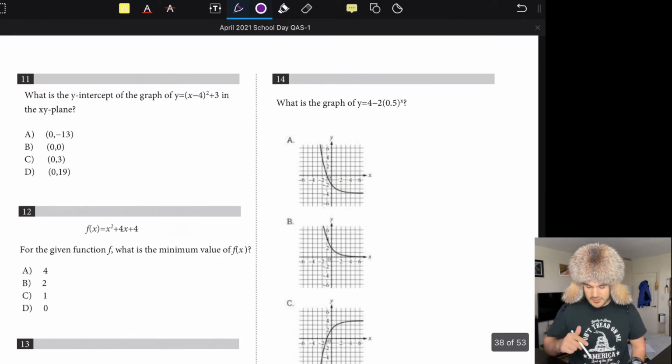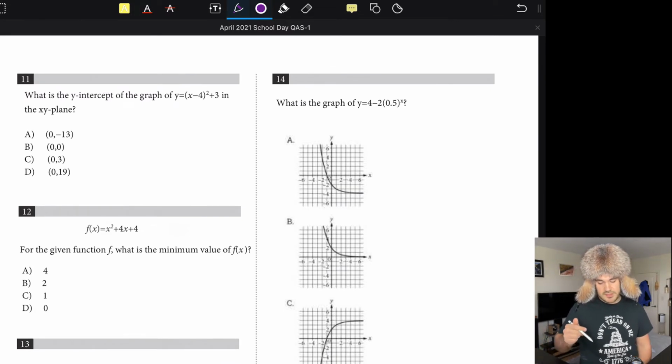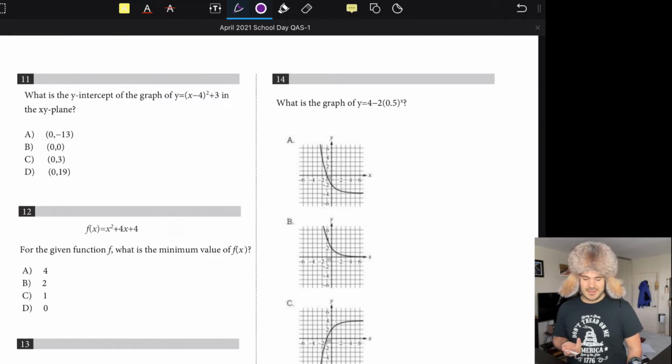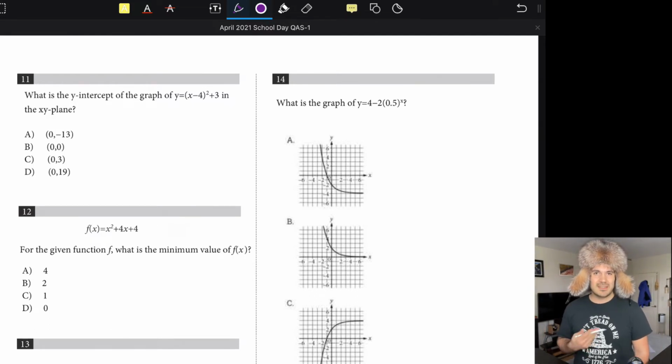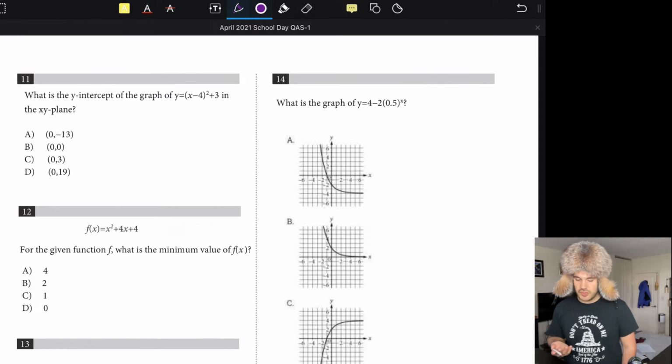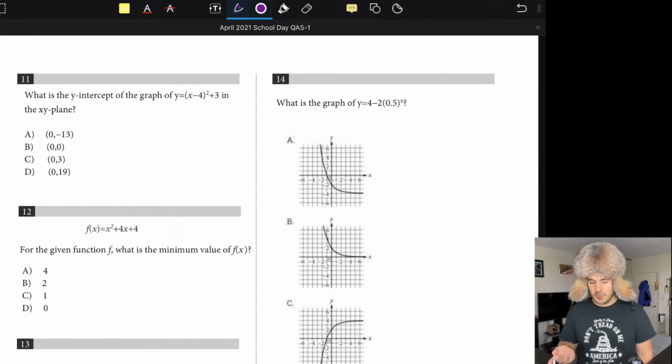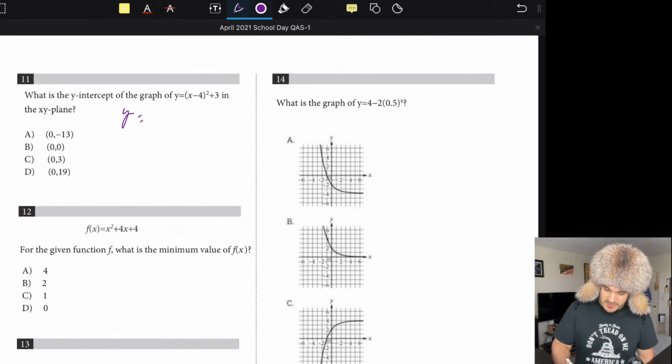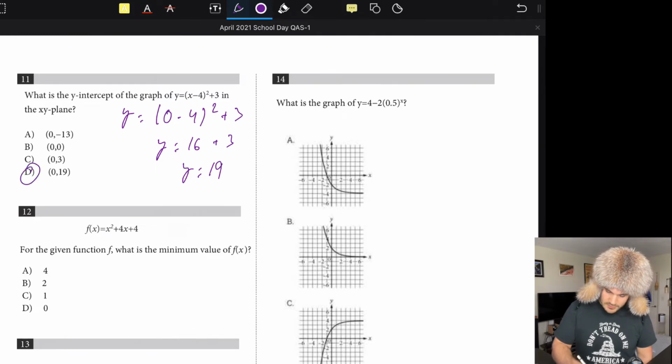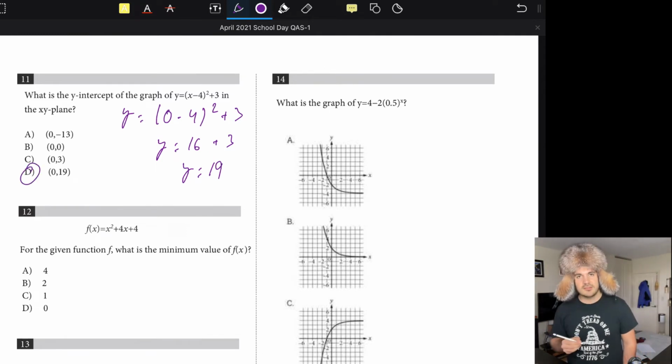Number 11, what is the y-intercept of the graph of y equals (x minus 4) squared plus 3 in the xy plane? There's a few ways you could do this, but the easiest thing to do is, remember, a y-intercept is simply where x equals 0, right? So just plug in 0 for x and see what your y value is going to be. So that's going to be y equals (0 minus 4) squared plus 3. So y equals 16 plus 3. So y equals 19. So the one that shows (0, 19) is answer choice D.